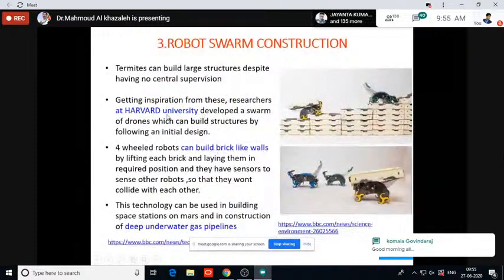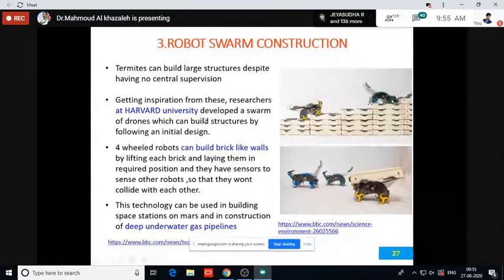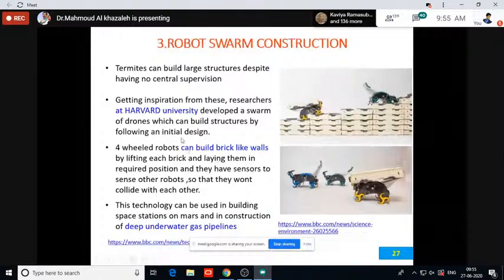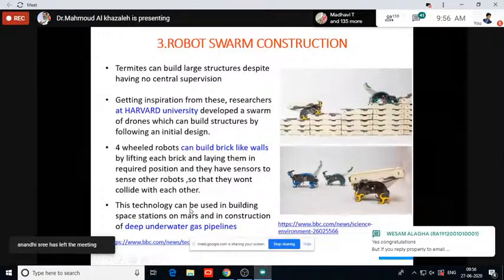Here, the third point is swarm construction, which becomes very important. Termites can build large structures despite having no central supervision. Getting inspiration from this, researchers at Harvard University recently developed a swarm of drones which can build structures by following an initial design. And you can see in the slide the robotic termites designed by Harvard University and even Canadian universities. This technology can be used for building walls, blocks, and other things, so it can be used in so many places in construction projects.